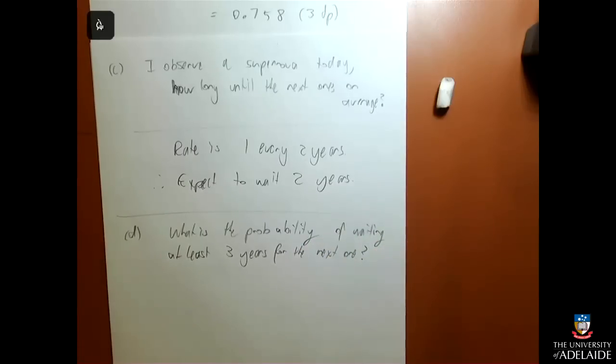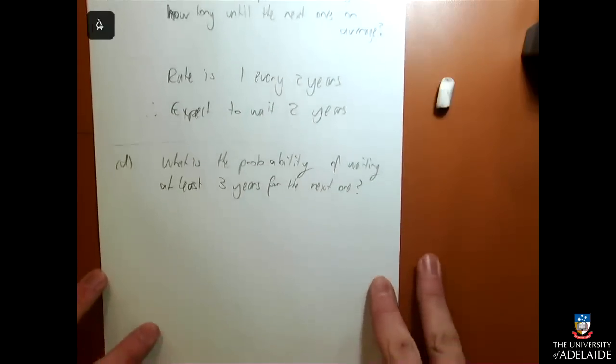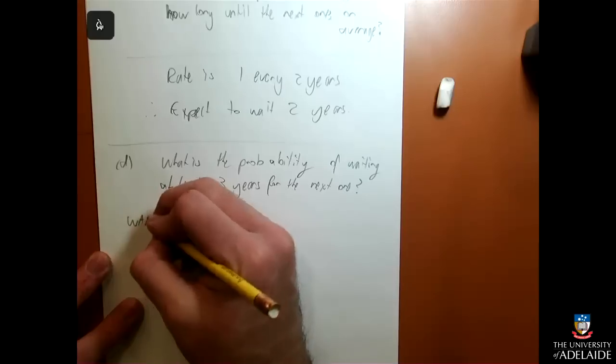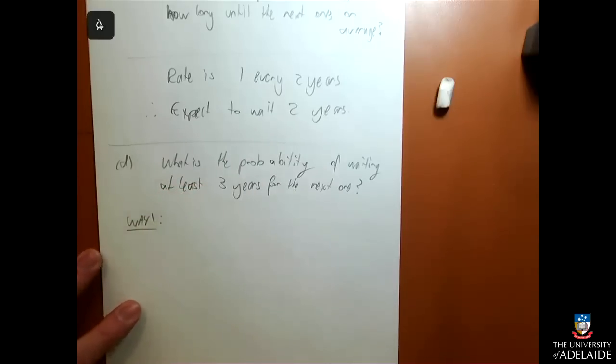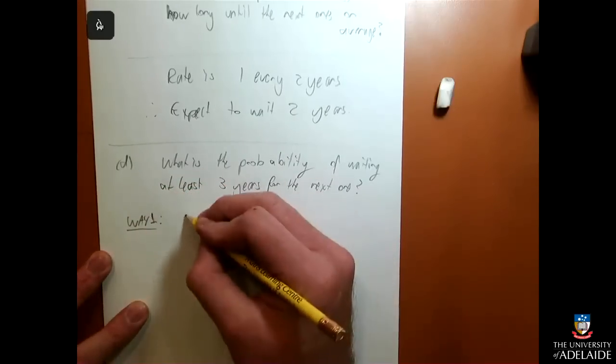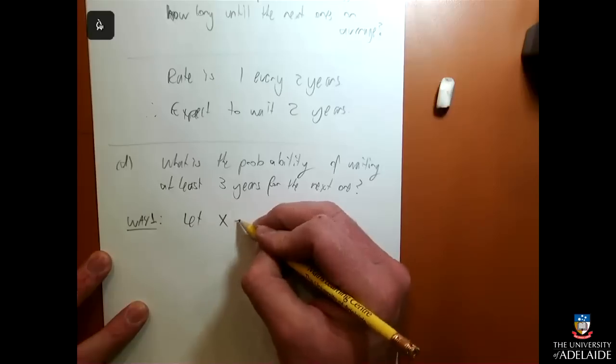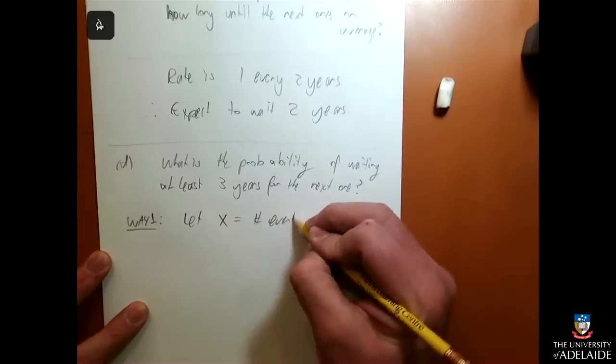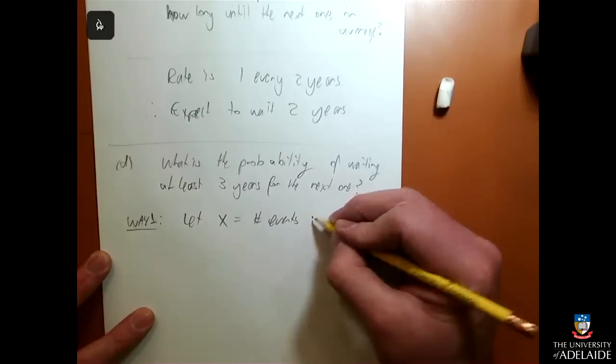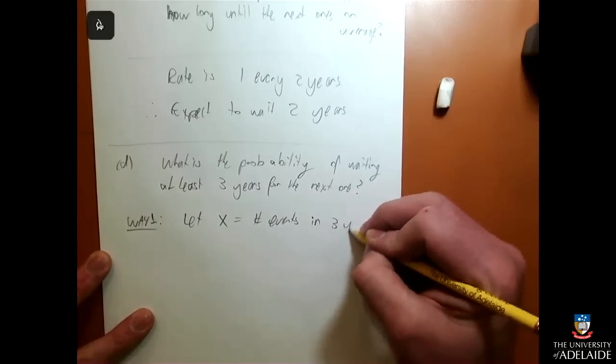What's the probability of waiting at least 3 years for the next one? All right. Well, there are two ways of dealing with this problem. One is to conceptualize it with a Poisson distribution, and one is to conceptualize it with an exponential distribution. So I'm going to do both ways. Way one. So I could say, well, let x be the number of events, they are supernovas, in 3 years.